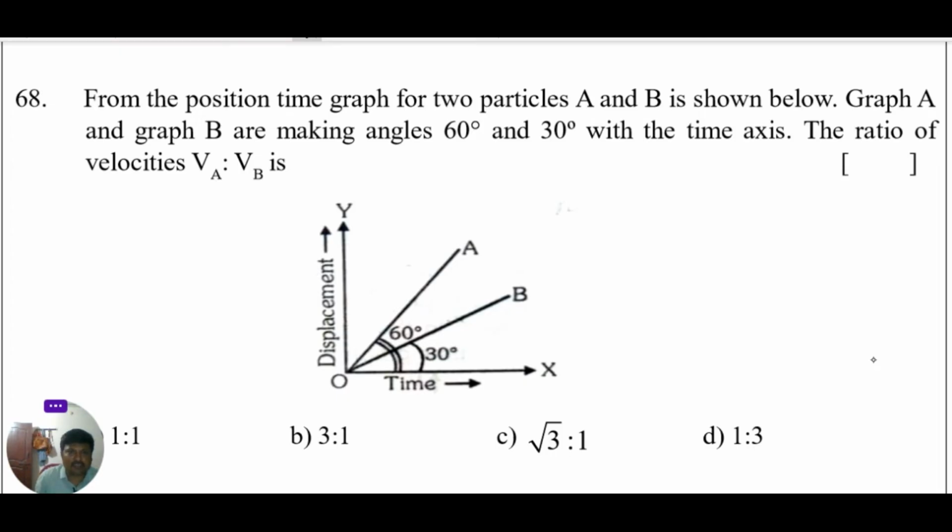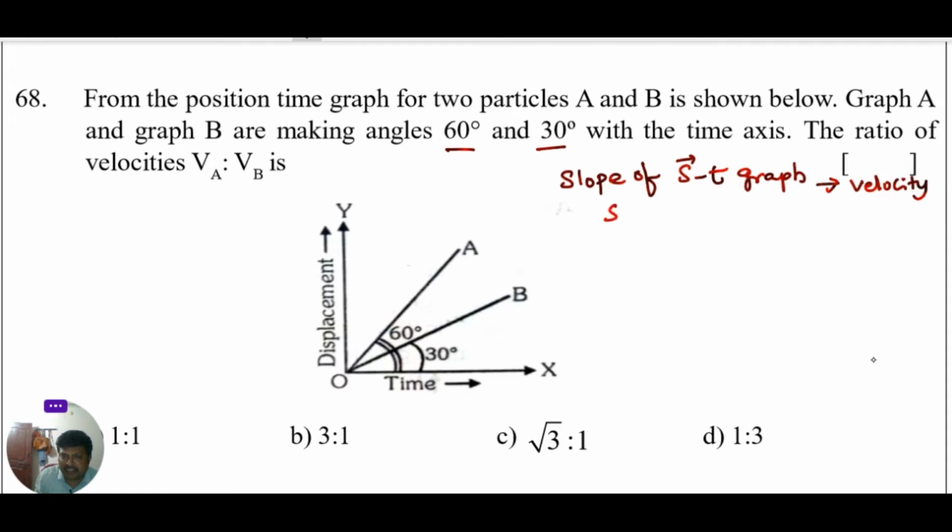68th question. From the position time graph for two particles A and B shown below, graph A and graph B are making 60 degrees and 30 degrees with the time axis. The ratio of velocities VA to VB is? Already we know very well, my dear children, the slope of the displacement time graph gives velocity.